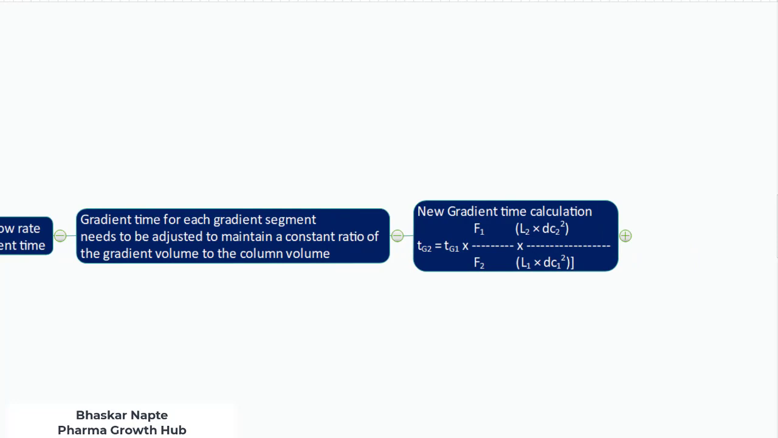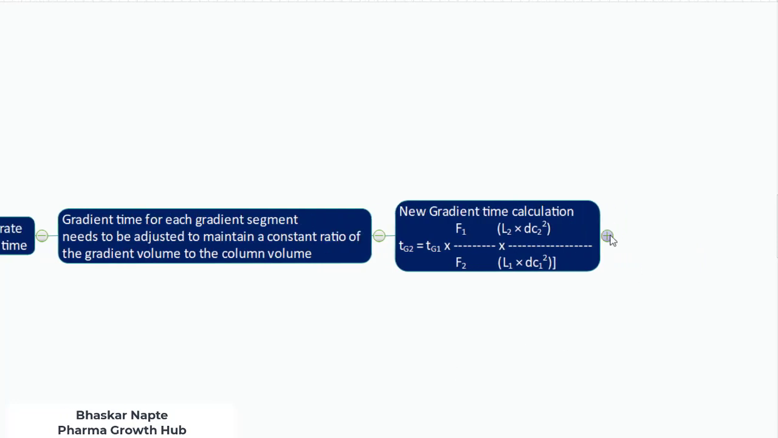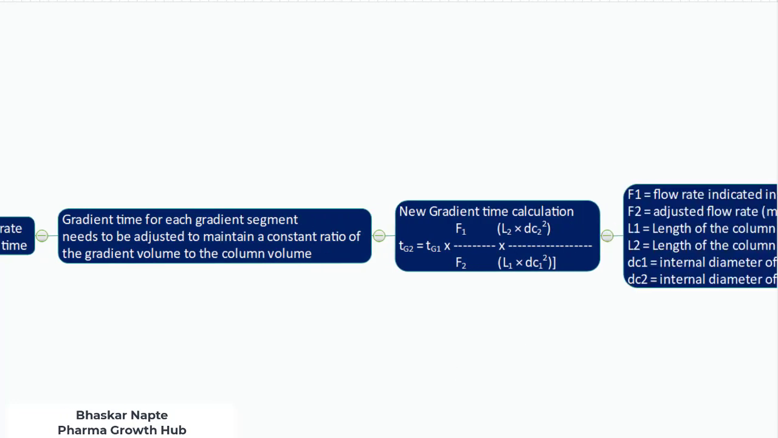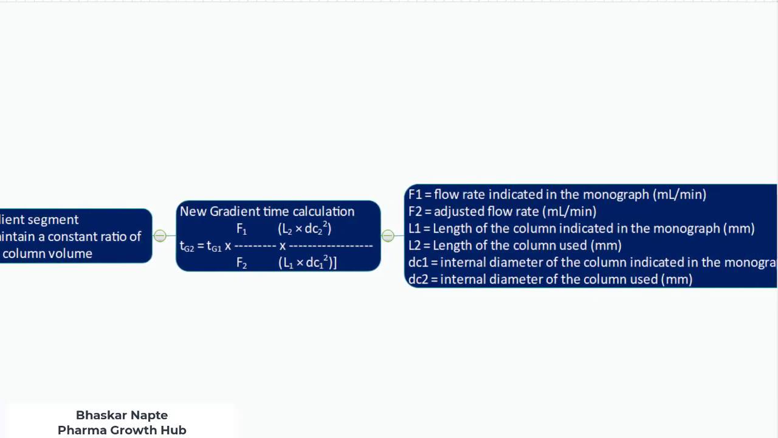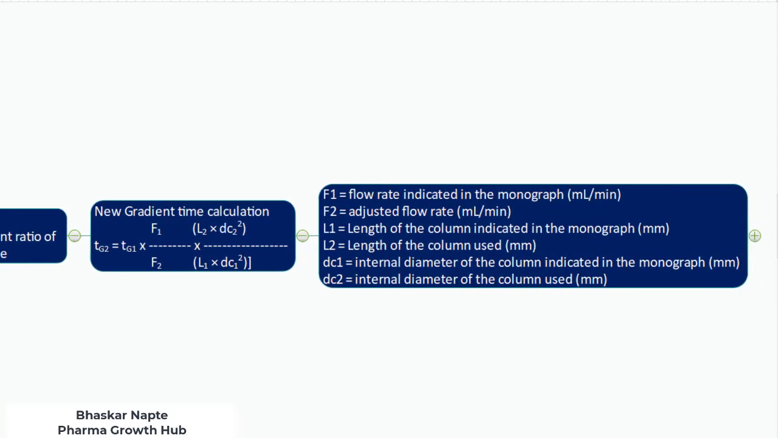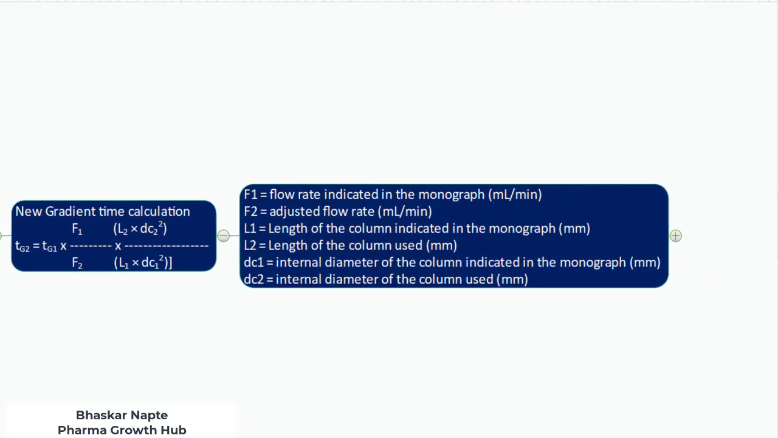First understand how the new gradient time can be calculated. This is the calculation formula. TG2 stands for the new gradient time. Let us understand the meaning of each and every term. F1 stands for the flow rate indicated in the monograph method. F2 is your adjusted flow rate, because you have changed the column dimension and now you have made the change in the flow rate.